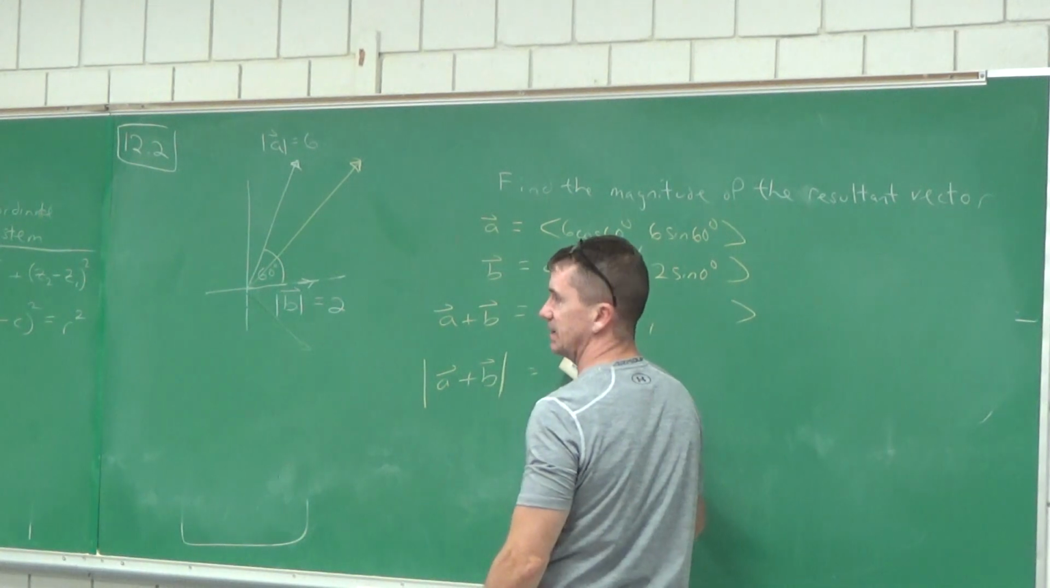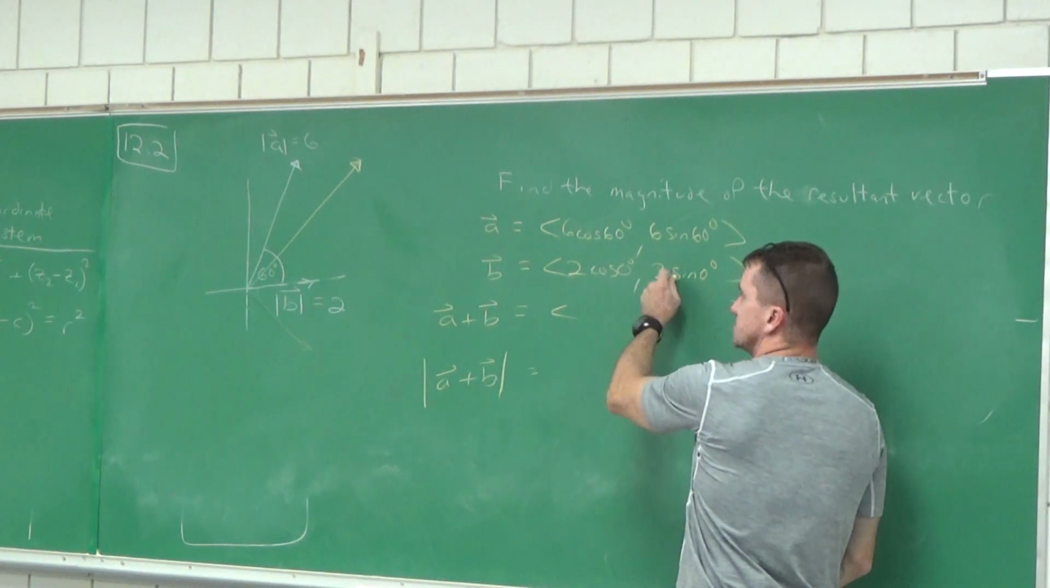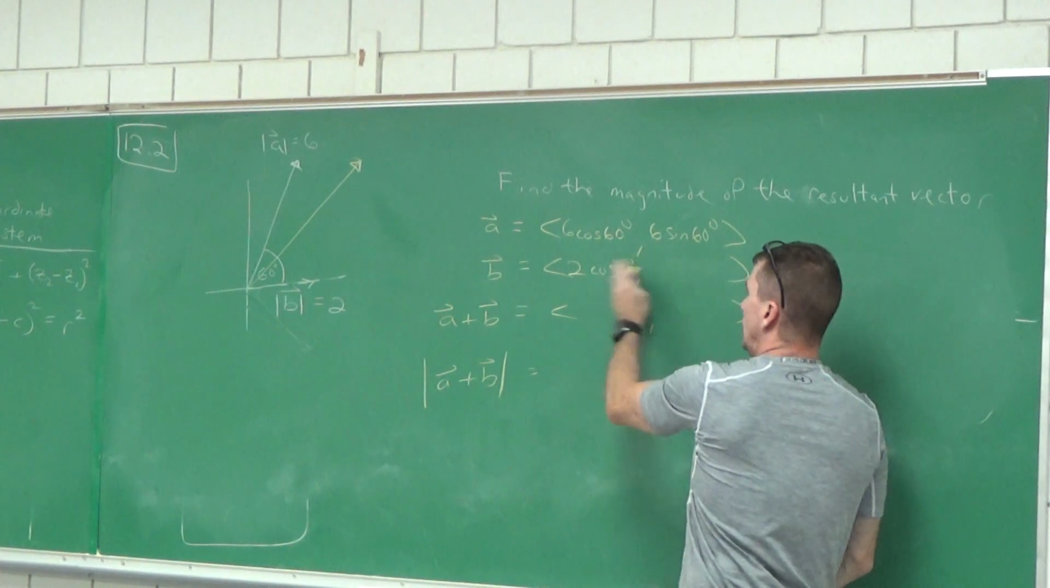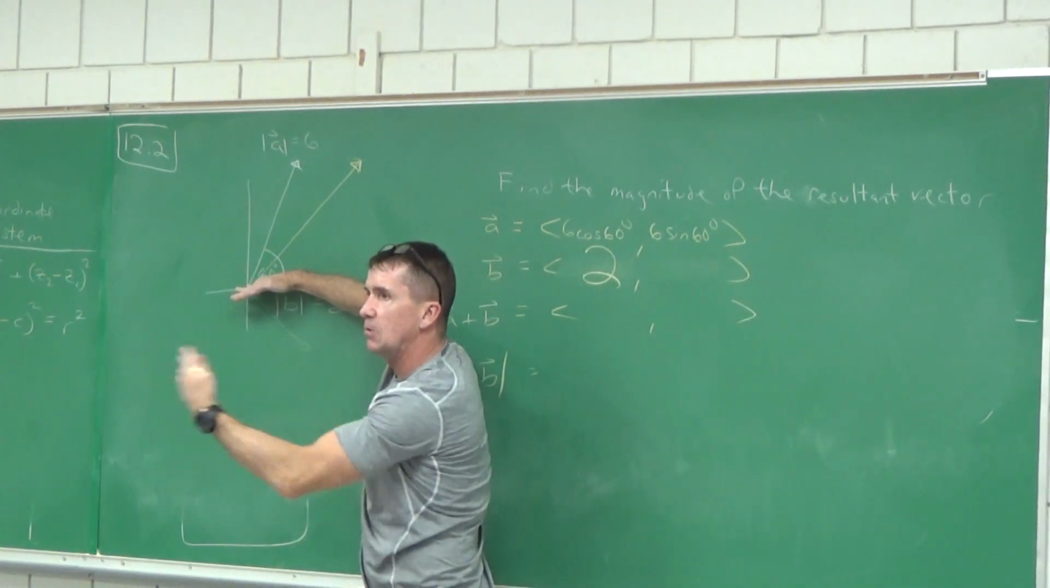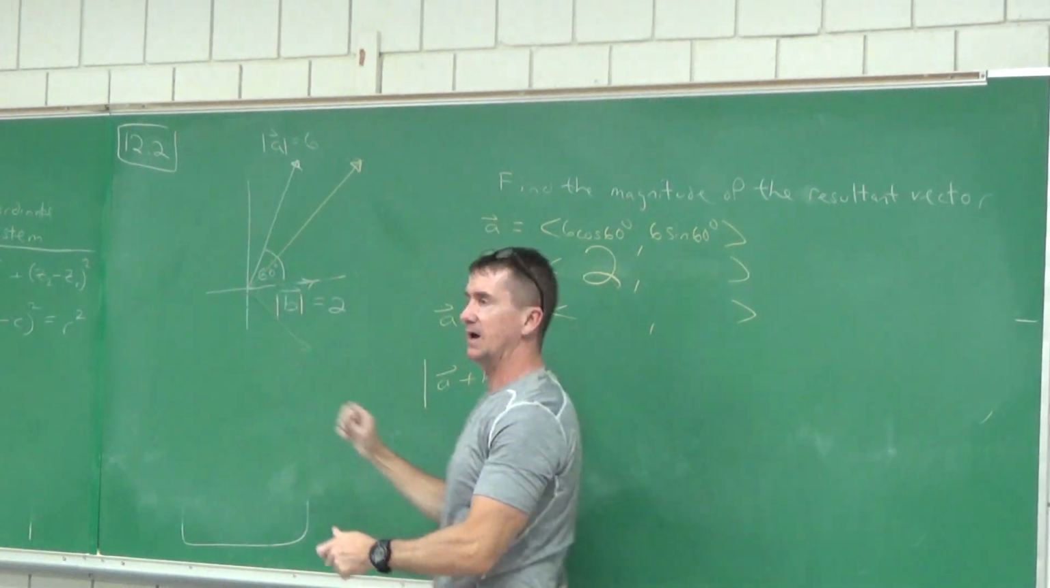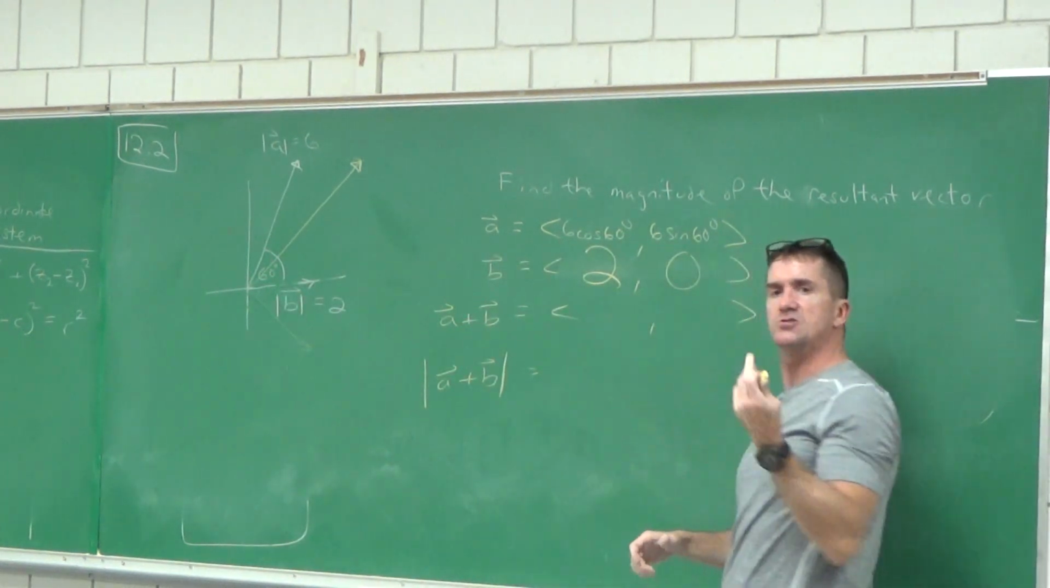I agree with everyone. They were talking about this, like, don't make this more harder than it is. We can see that vector. The x component is just a big old what? 2. Went 2 that way. How far did it go for y? 0. We do that so often in this course.